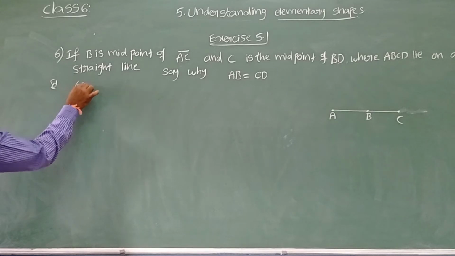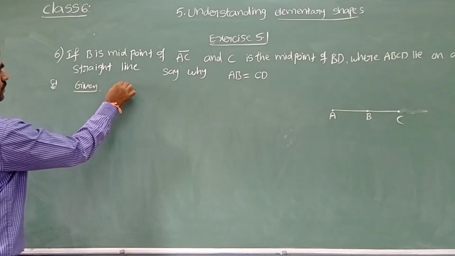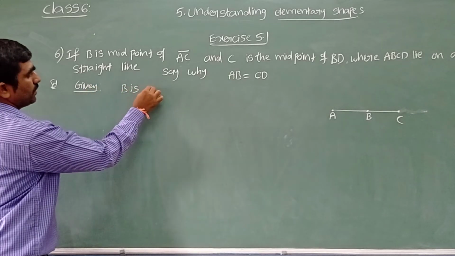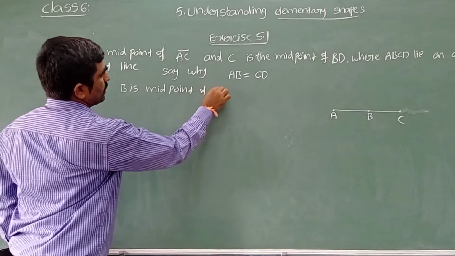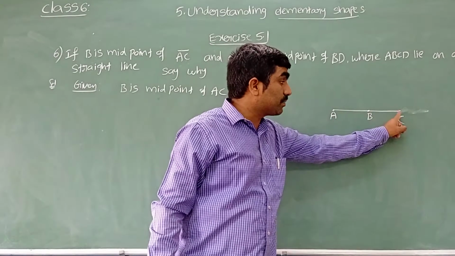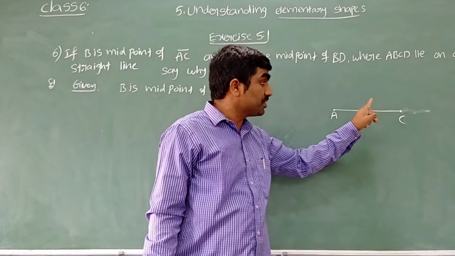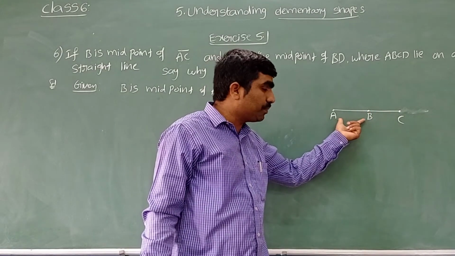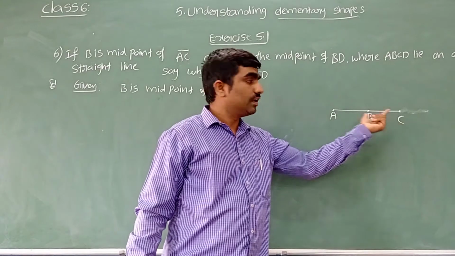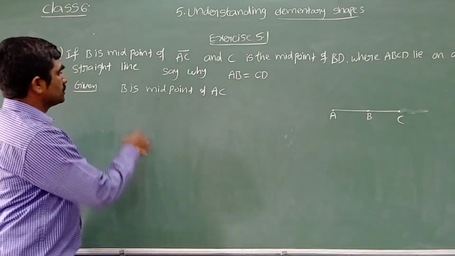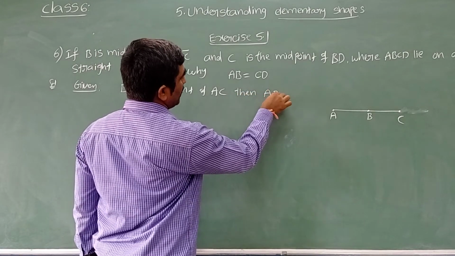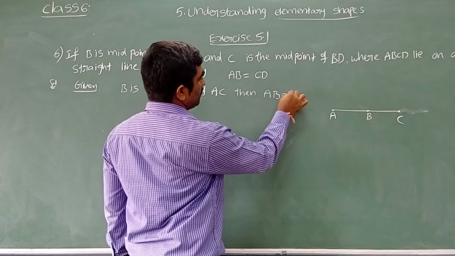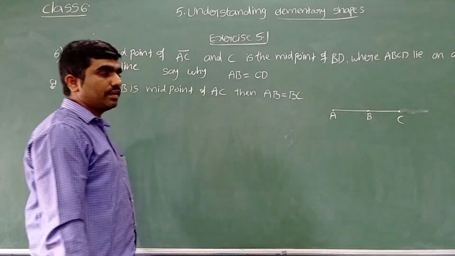So we write here the solution. Given: point B is the midpoint of AC. B is the midpoint of AC, nothing but it is exactly the middle of AC. So when it is exactly the middle, we can say that the length AB is equal to the length BC. AB is equal to BC. So B is the midpoint of AC, then we can say that the length of AB is equal to the length of BC.